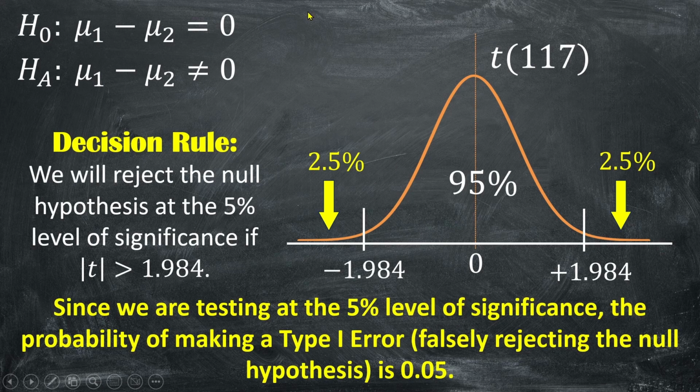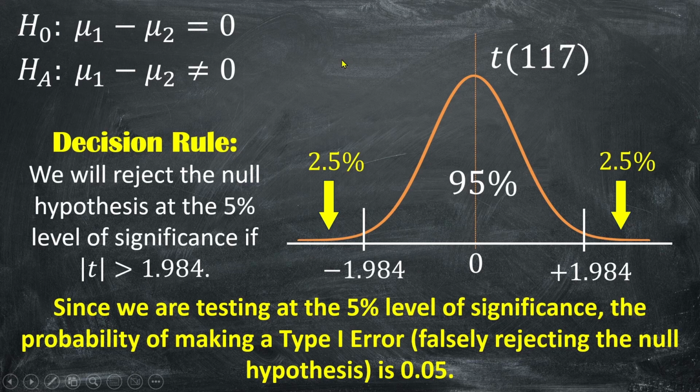Now, part of the question was to answer what is the probability of making a type 1 error. In this case, the probability of making a type 1 error is 5%. In other words, it's the same as the level of significance for the test. Now, I just want to make sure we all understand why that is.